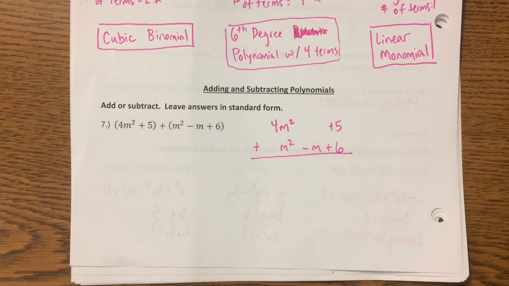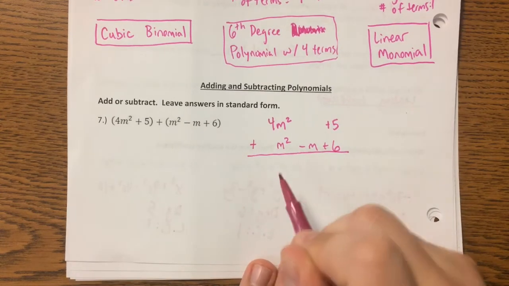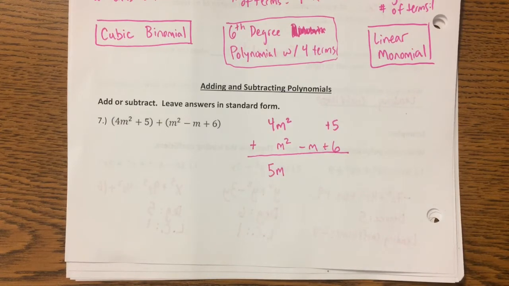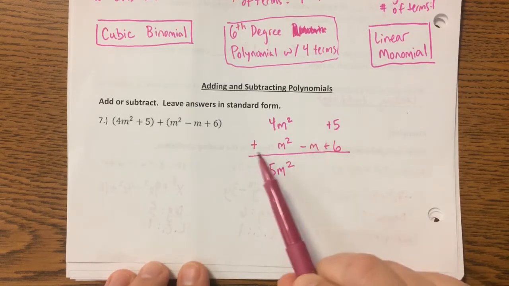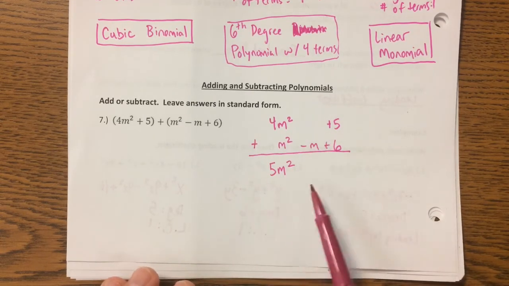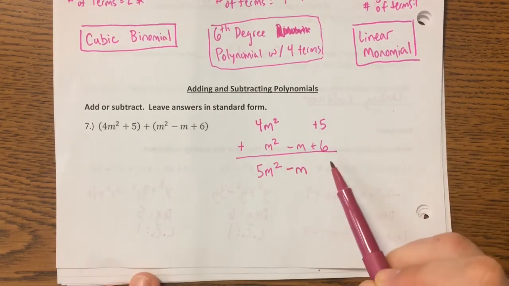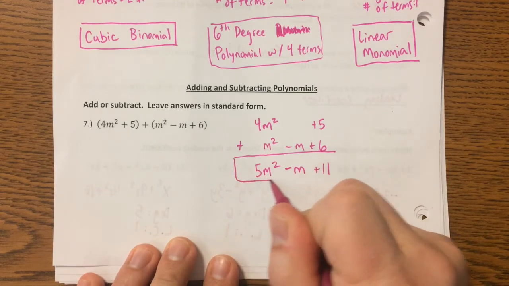What's 4m squared plus m squared? When you're adding like terms, you don't change the exponents. 4m squared plus 1m squared is just 5m squared. If you were multiplying them, the exponents would change. But just adding them, no. So here we have 0 plus a negative 1. What's 0 plus negative 1? Negative 1, right? So minus m. And then 5 plus 6, 11. So that's our result.